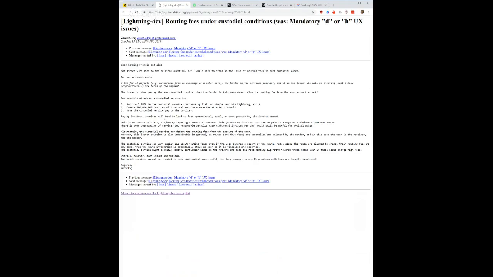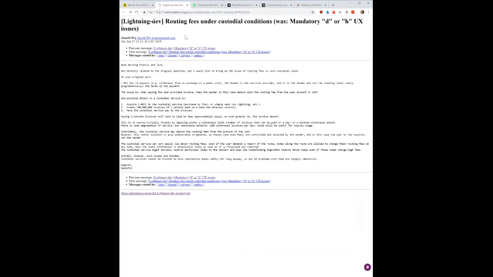Anyway, there's a particular routing fee issue where you might have something not balanced quite right, and this was brought up in another one, mandatory DH UX issues, and this is in relation to the user experience around a particular type of transaction. So these are the things that the Lightning devs are thinking about. Always good to check in and see what's going on and see if you can contribute, if you can understand them.